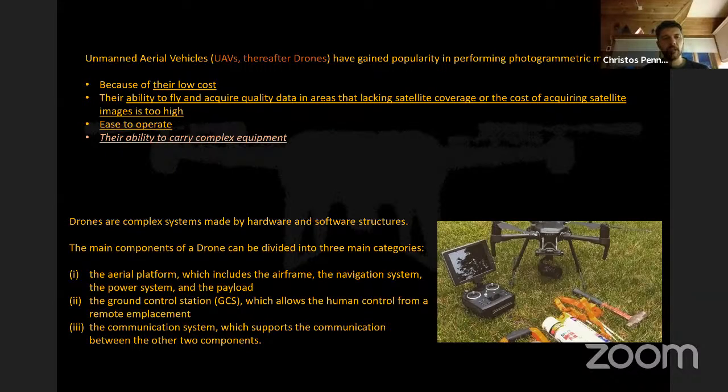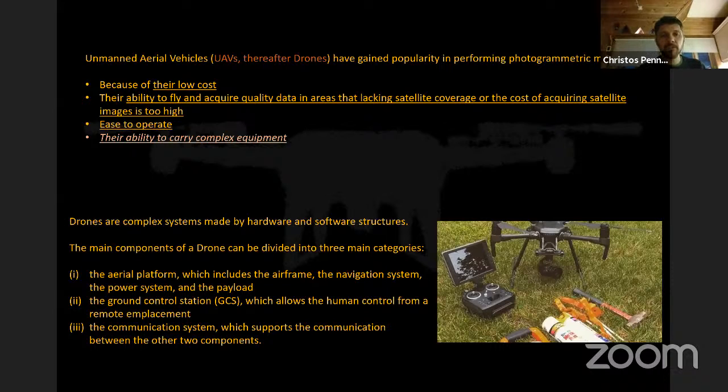After that, one should have in mind that drones are complex systems. They are not just toys that we are used to. I think many people are treating them like this, but drones are complex systems made of hardware and software structures, and actually they are the state of the art in terms of aeronautical and software engineering science.